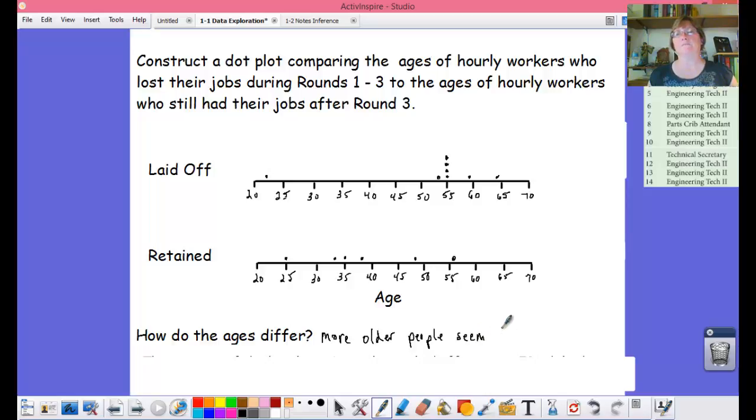Of course, that's why we're looking at this story, because an employee at Westvaco sued the company for age discrimination. So as we go through this today and tomorrow, we're going to be looking to see if we can find evidence to back up that lawsuit. And if you looked at these three rounds of layoffs, you might agree.